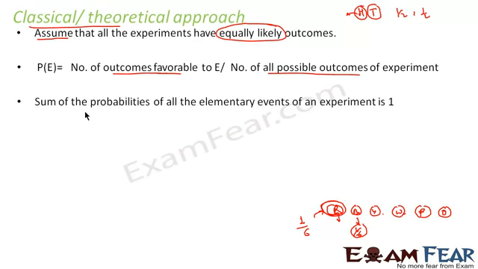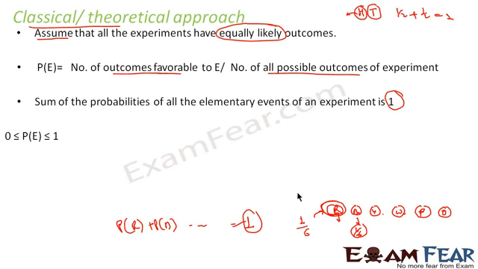Also one more thing, if you add all the probabilities of the elementary events, that should give 1. For example, the probability of head plus the probability of tail should give 1. Here, 1 by 2 plus 1 by 2 is equal to 1. Similarly, the probability of red ball plus the probability of blue ball and so on, for all 6 balls, should become 1. 1 by 6 added 6 times gives 1.